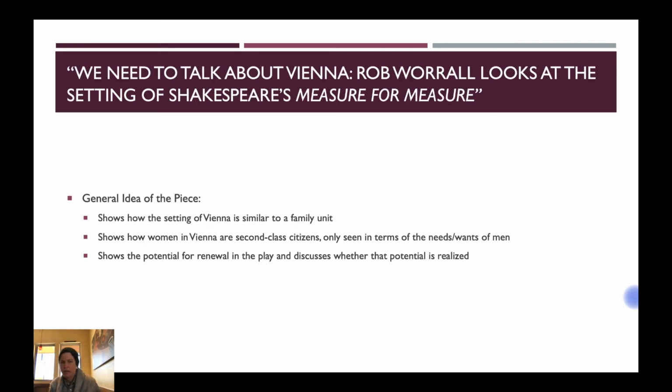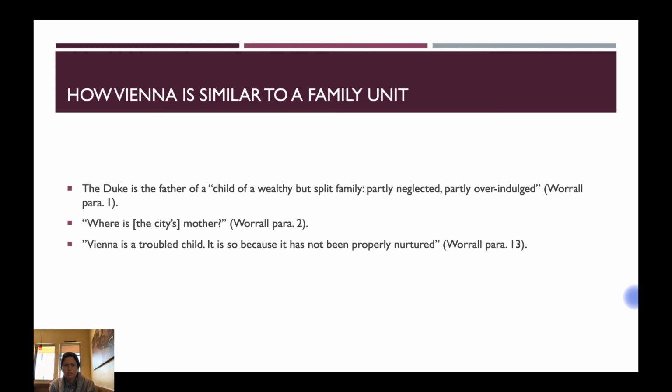All right, so moving on to the next piece of evidence here, we need to talk about Vienna. Robb Worrall looks at the setting of Shakespeare's Measure for Measure. This is much more specific; it doesn't situate it in historical context or anything like that. This is more like those secondary sources that you're finding for your essays, right? So the general idea is that it shows how the setting of Vienna is similar to a family unit. It shows how women in Vienna are second-class citizens, only seen in terms of the needs and wants of men, and it shows the potential for renewal in the play and discusses whether that potential is realized, right? That potential for renewal.